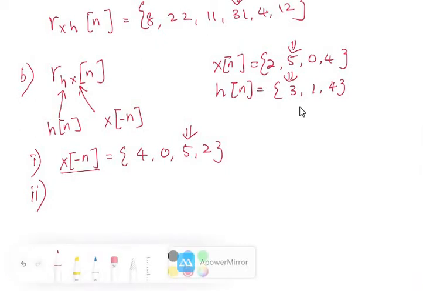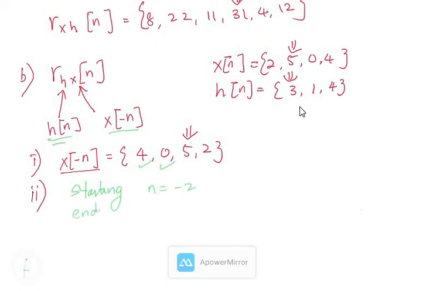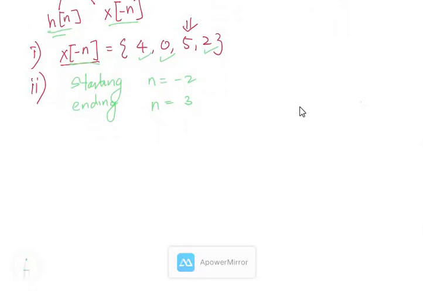Starting index of the h[n] is, okay, left hand side you have nothing. For the x[-n] you have 1 and 2. So you have the starting index is -2. And the ending index for the h[n] you have 1, 2, and then for the x[-n] you have 1. So you have 1, 2, 3. So n equal to 3. So this means that the index is from -2 to 3.